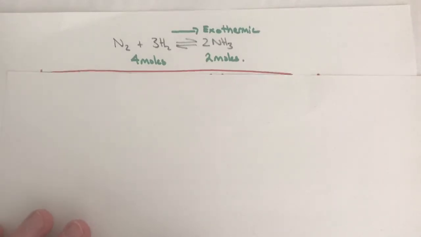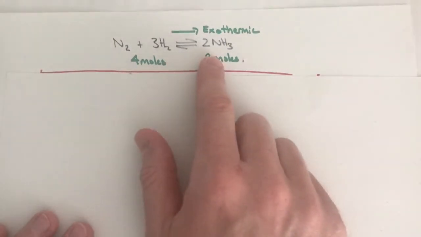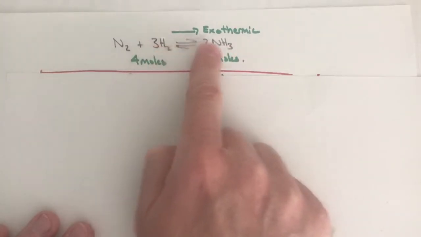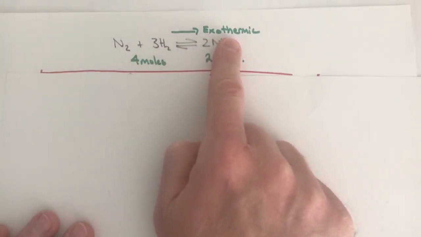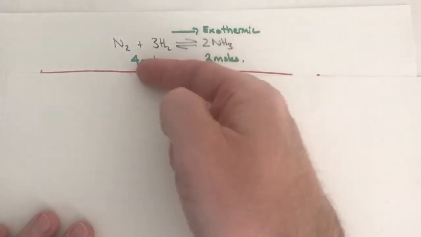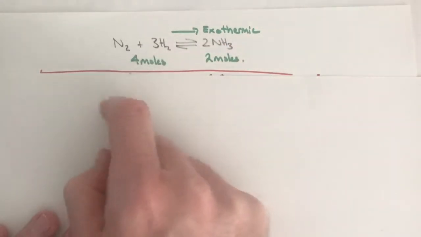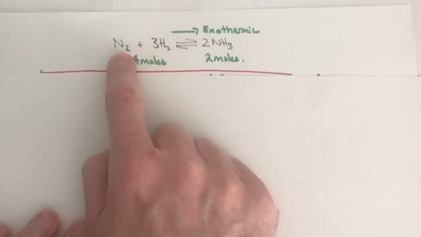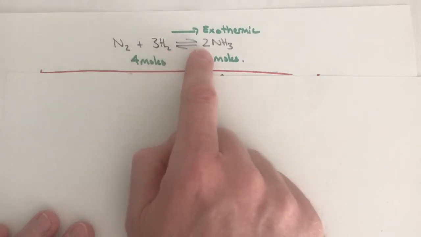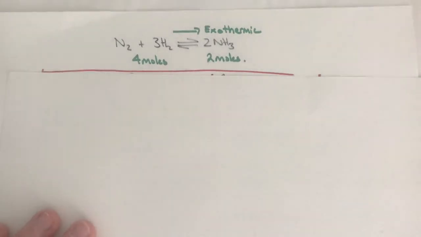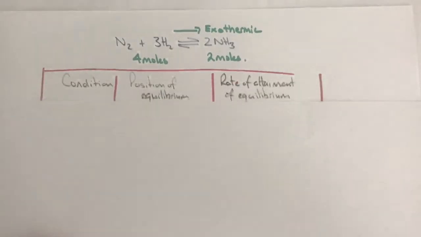Okay, I'm going to use the Haber process as my example for my reaction, and a couple of things we need to be aware of: in the forward direction, the Haber process is exothermic. That means it is going to release heat energy, and that means the surroundings will become hotter. It also means that in the backward direction it will be endothermic. We can also look at this and say there are 4 moles on the left hand side, because there's 1 mole of nitrogen and 3 moles of hydrogen, and there are 2 moles of ammonia on the right hand side. Okay, so let's have a look at some of the conditions and what we are going to do.